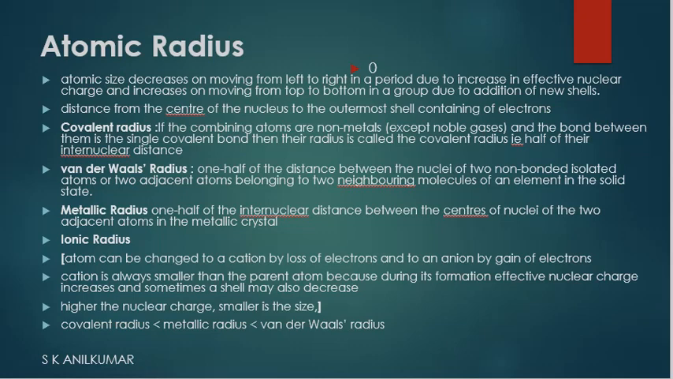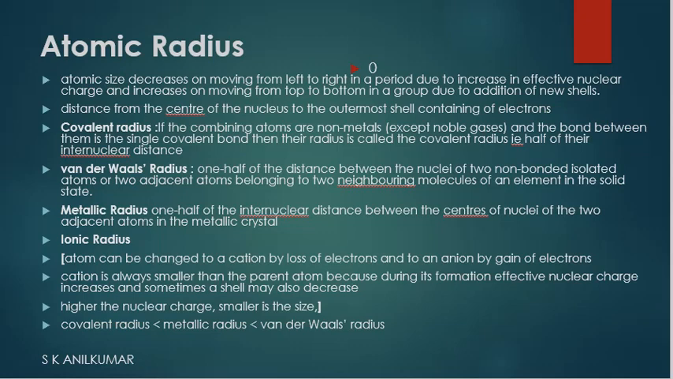What is covalent radius? If the combining atoms are non-metals and the bond between them is a single covalent bond, then the radius is called the covalent radius. Why? Because the covalent shell is where the last electrons of both atoms are, and it is half the internuclear distance. So this is a bond between two atoms. The total distance between the two nuclei will be double the radius, or the diameter.